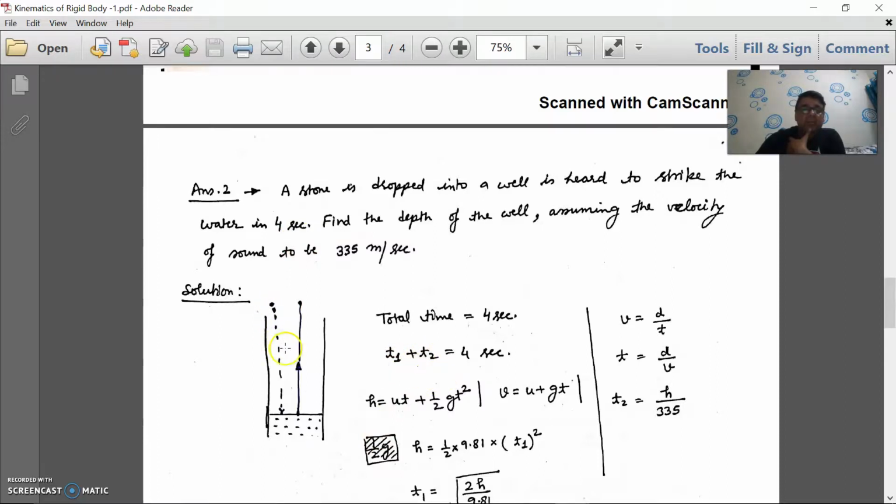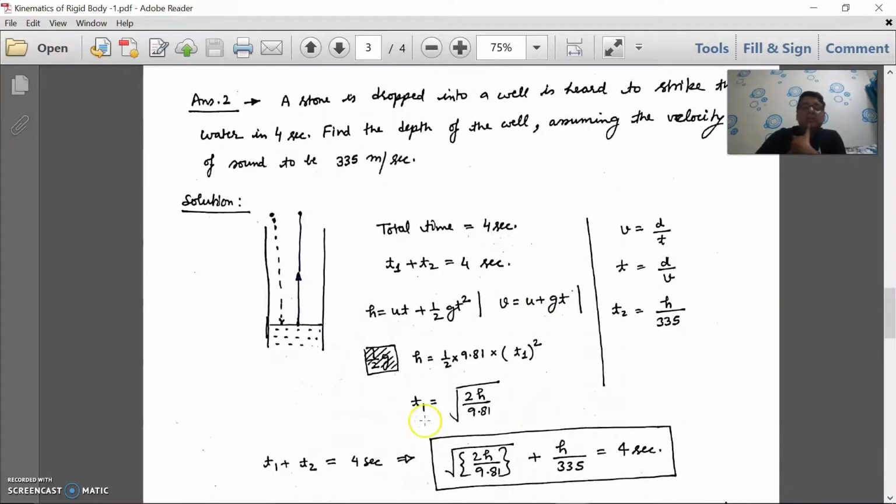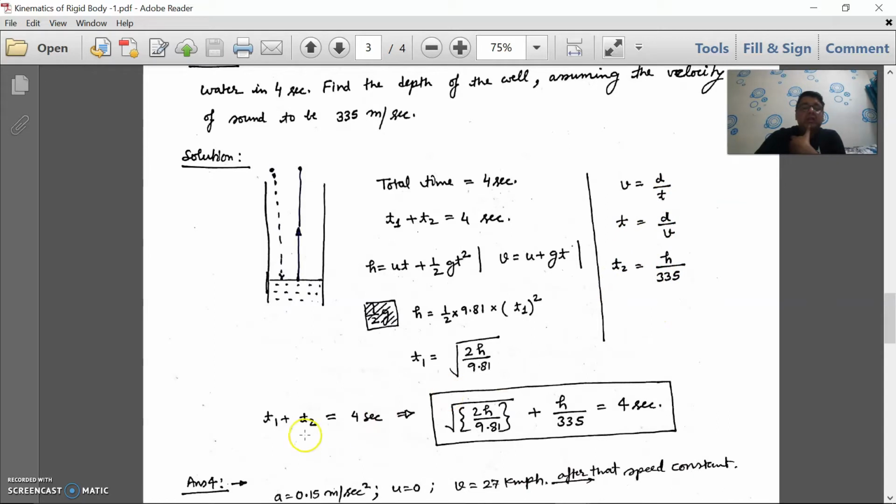T1 is the time in which this stone reaches the water, and T2 is the time in which the sound travels from this point to this point, right? We can easily get the value of T1 from the equation h is equal to ut plus half gt square. We know the initial velocity is 0, so h is equal to half gt square, and from this equation we get T1. Then another equation is v is equal to d by t, so T2 is equal to h upon 335, and T1 plus T2 is equal to 4 seconds. If we square it, we get the value of h from this. This is the depth of the well, right? So that's how we can solve this, and there are some more numericals that we'll discuss in the next class. Thank you.